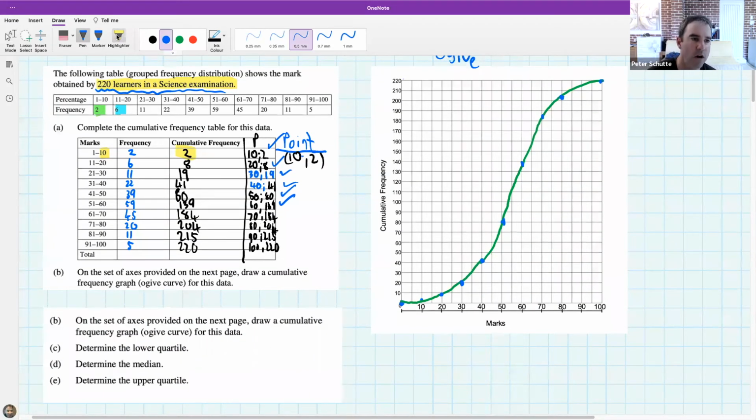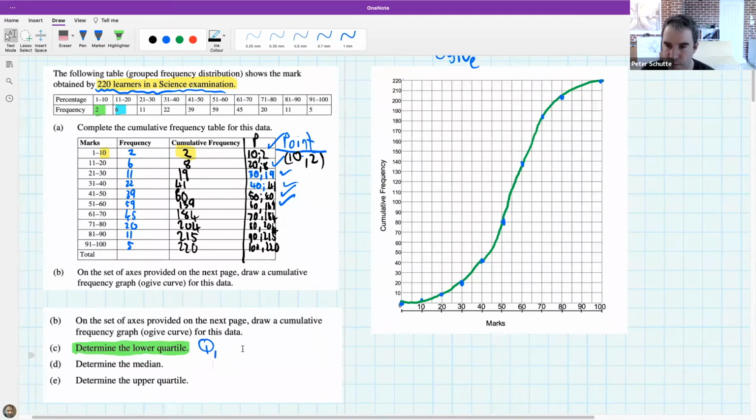Determine the lower quartile for this data set. Now, the lower quartile, if you have a list of data, is quite easy to count to, but when you have grouped data, you can use an ogive to estimate what it is. So we're going to try and find Q1.